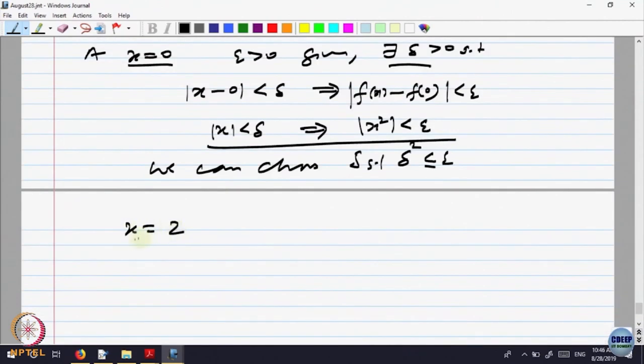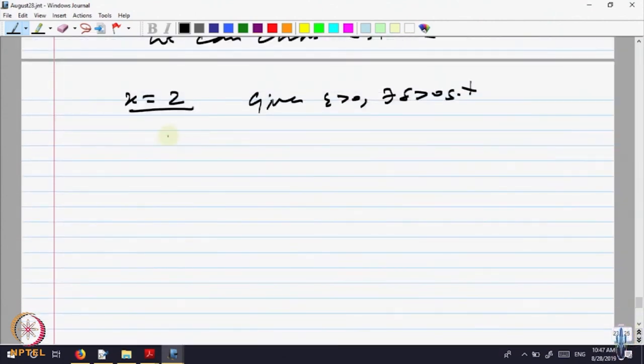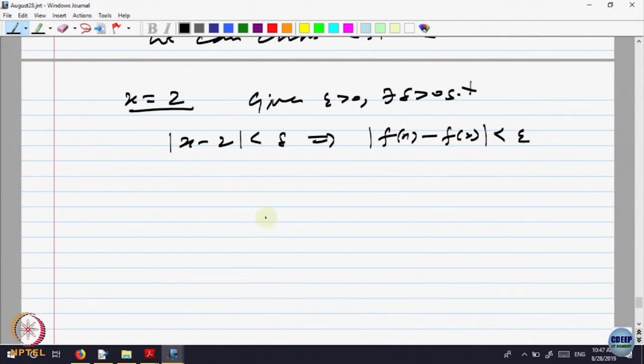Now, let us look at x equal to 2. What is happening? I want the same thing: given epsilon bigger than 0, there is a delta bigger than 0 such that mod x minus 2 less than delta should imply f of x minus f of 2 less than epsilon. So what is f of x? Mod f of x minus f of 2 equals x square minus f of 2, the value is 4. So this is less than epsilon. Epsilon is given to me, I have to choose a delta. What delta do you choose?